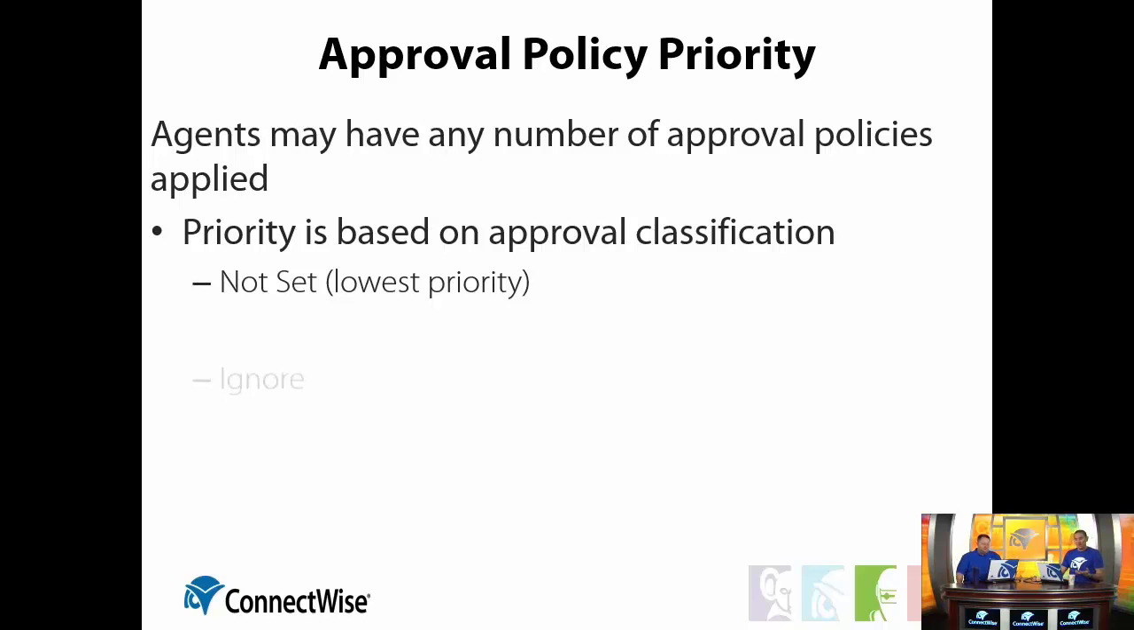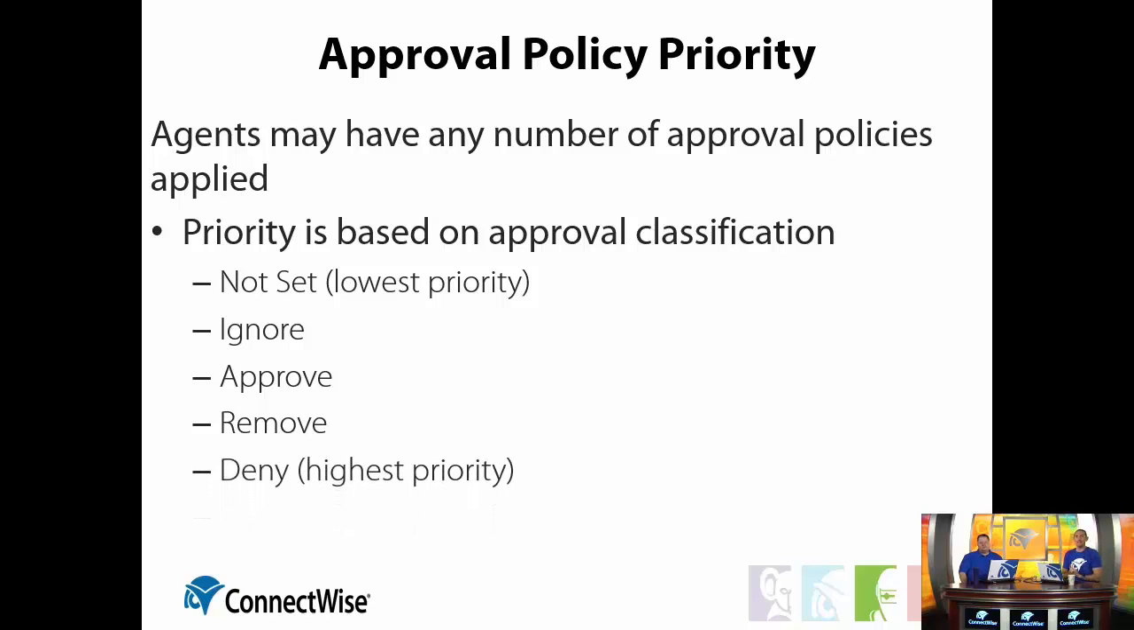Then I'm going to have ignore. That's going to trump my not set. Then I have my approve. That's going to trump my ignore and my not set. Next to last is remove. Again, going to trump my approve, ignore, not set. And my trump card is always going to be my deny. So that's how they get applied.